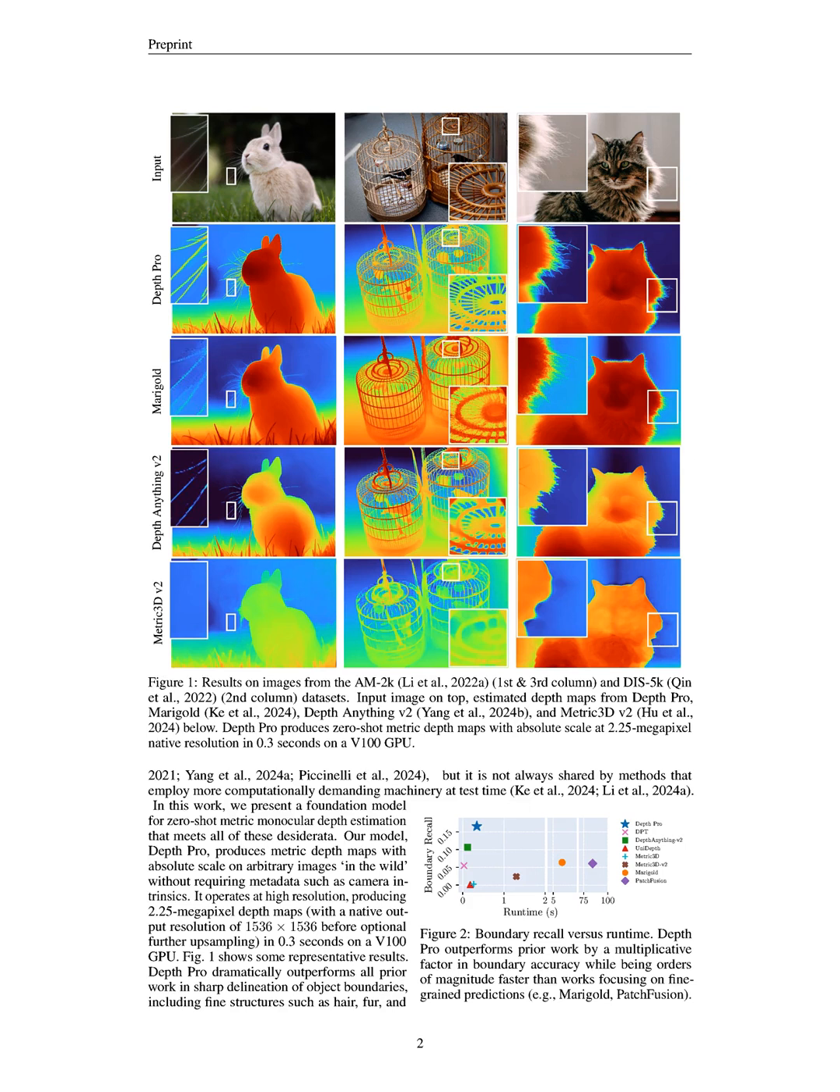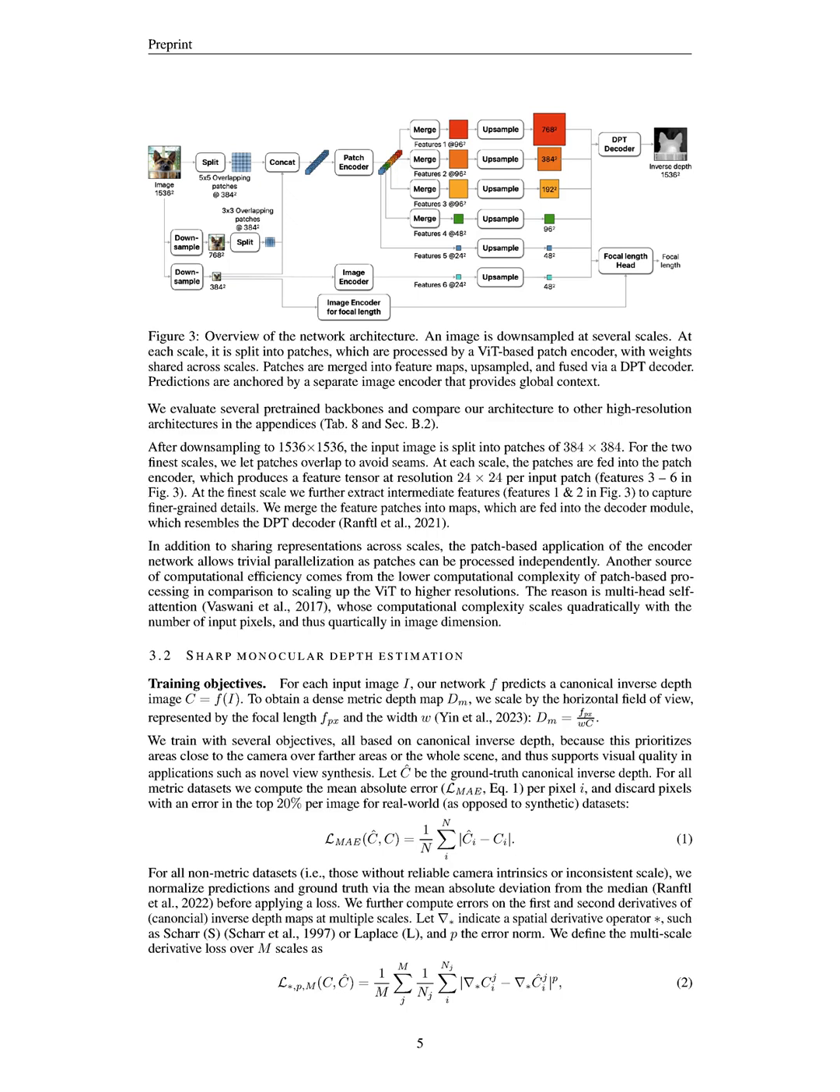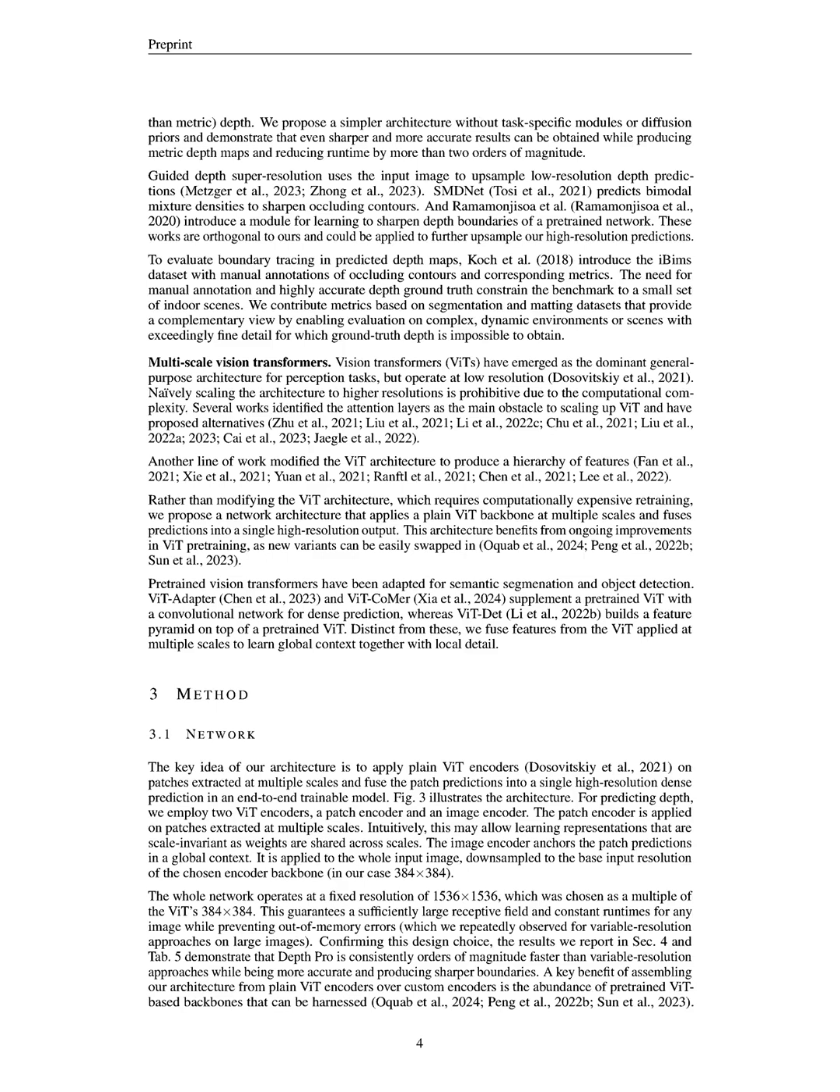The Depth Pro algorithm processes an input image through a multi-scale architecture that employs vision transformers, ViTs, to generate a dense depth map. First, the input image is downsampled to a fixed resolution of 1536 by 1536 pixels, and then it is split into overlapping patches at multiple scales. Each patch is processed by a patch encoder, which captures local features, while a separate image encoder processes the entire image to provide global context.